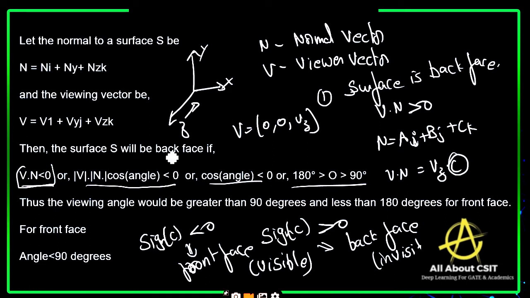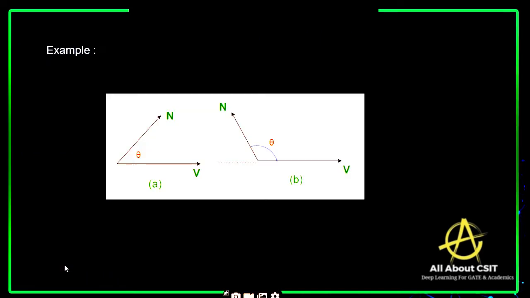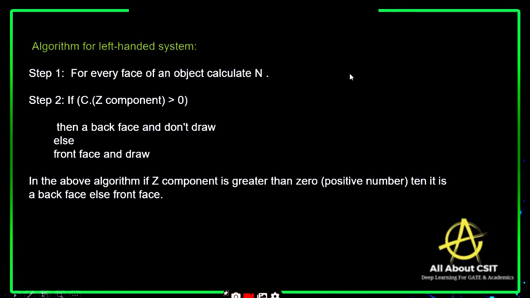So the viewing angle would be greater than 90 degrees and less than 180 degrees for the back face. For the front face, the angle should be less than 90 degrees. So see here, the angle should be less than 90 degrees. This is the front face and this is the back face. I said there are two types of algorithms: one is the left-handed system and the other is the right-handed system.